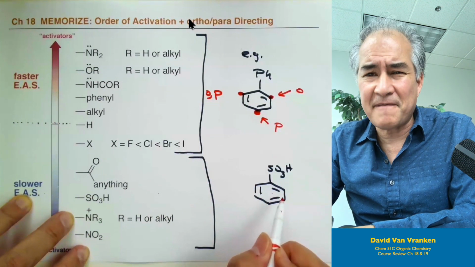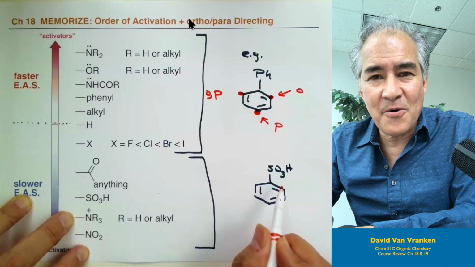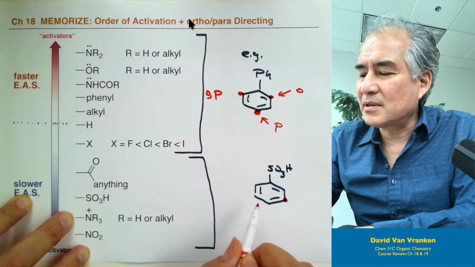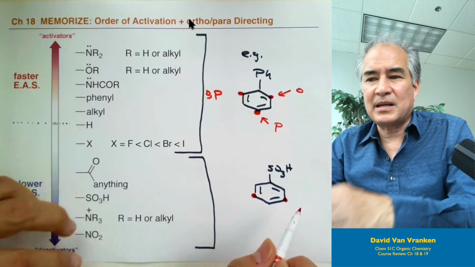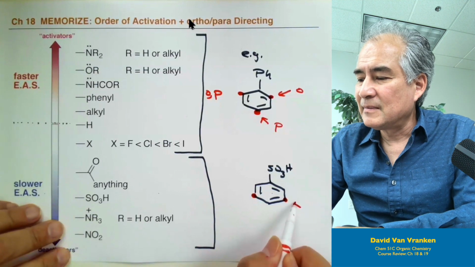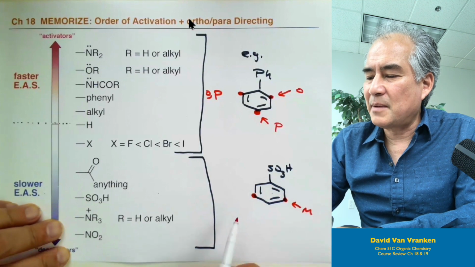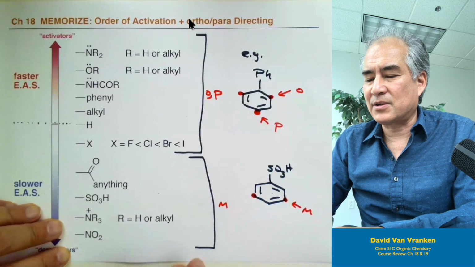It's not that it makes it faster at the meta, but it slows down the ortho and para substitution. So you end up with meta substitution by default. You add the next substituent, a second substituent, and it goes to the meta position. And there's two meta positions here. So these are all meta directors.